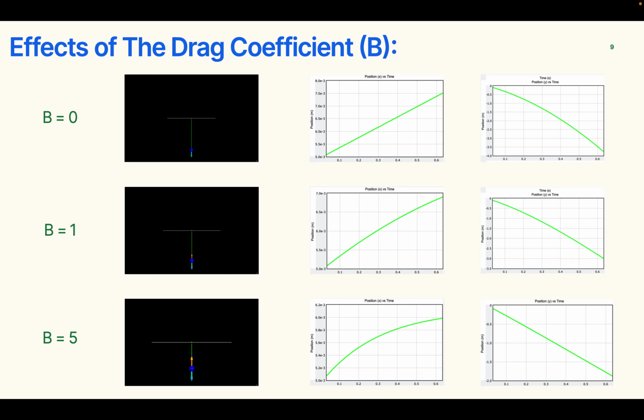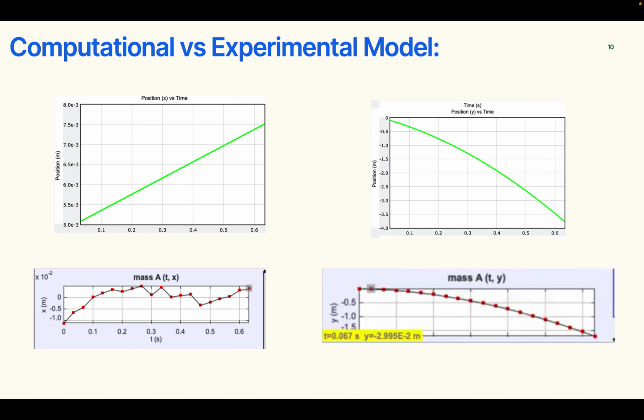When b is equal to 1, meaning a small drag coefficient, it affects the model, but it's not too big of a difference. But the drag does have an effect. And for b equals 5, you can see the arrow is much bigger, and from what we can tell, it has a much bigger impact on the model as a whole. We can see the position x over time goes from being quite linear to pretty parabolic.